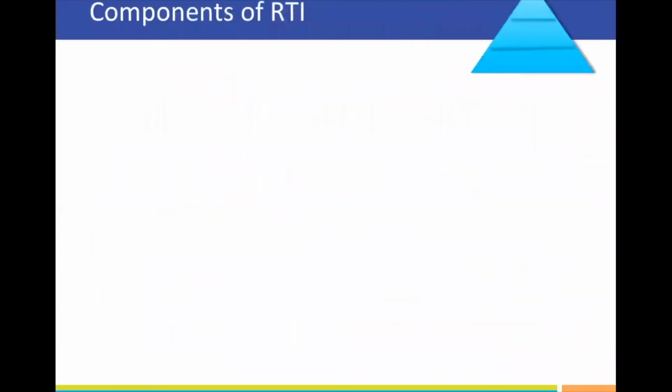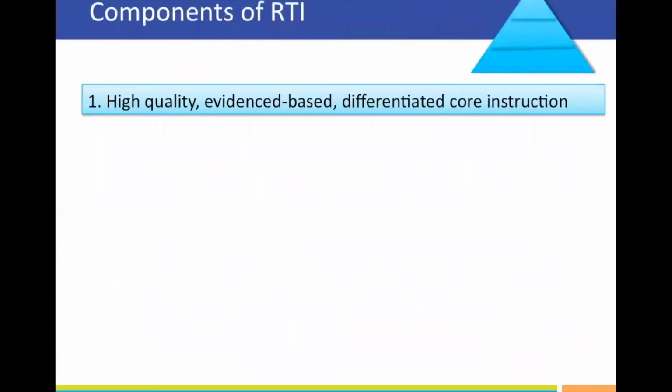So how do you get to those targeted interventions? Here are the components of the RTI process. First, high quality, evidence-based, differentiated core instruction for all students. This is what we talk about in Tier 1. This process can only work if you have a strong core curriculum that is implemented with fidelity in the classroom. That's your foundation, Tier 1.